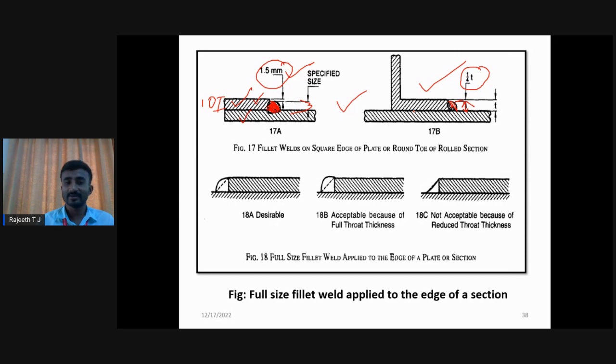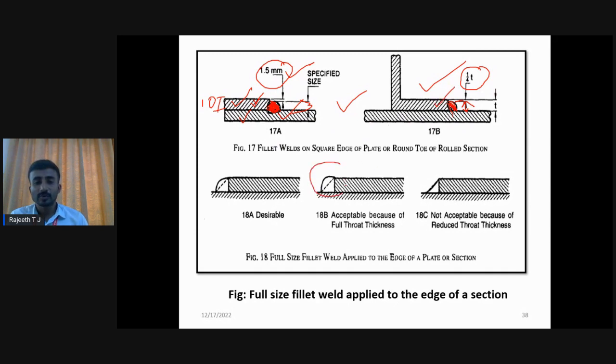S maximum depends on the edge we are meeting for the welding process. If they meet at 90 degrees, a sharp edge, then your value will be thickness of the plate minus 1.5. If the curved edge is meeting the other plate, then you should take the maximum size as thickness minus 1 by 4 thickness, nothing but 3 by 4th of the thickness of the plate. That is your maximum size.